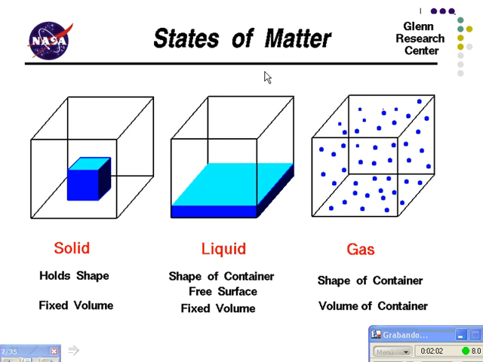So here are the states of matter. So you have a solid, which holds its shape and has a fixed volume. We have a liquid, which will be the same shape as the container that it is in, and it has a fixed volume. Gas fills the volume of the container that it's in.